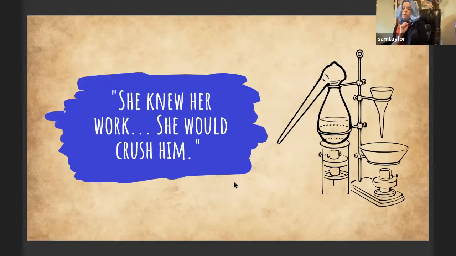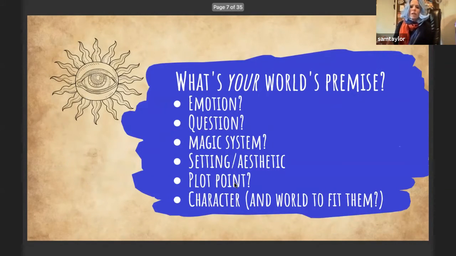There's a quote from the book: "She knew her work. She would crush him." Not talking about Prawn, by the way. The other main character in my book, though they do have a lot of tension and conflict between themselves throughout the story, but that was the emotion that planted the seed for this story in my mind.